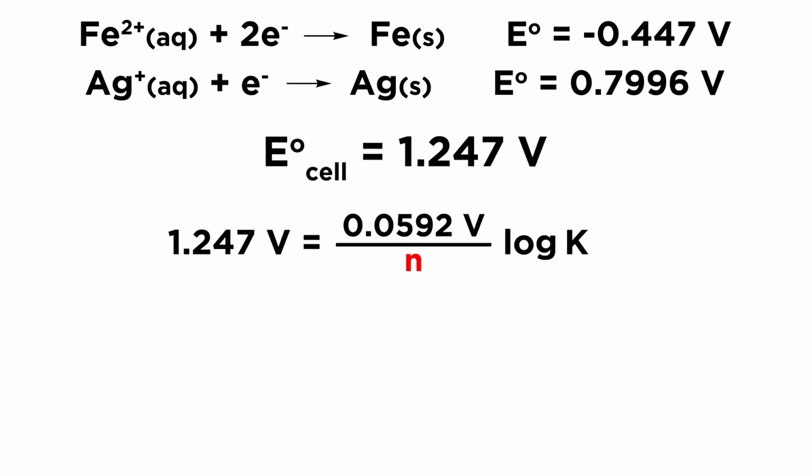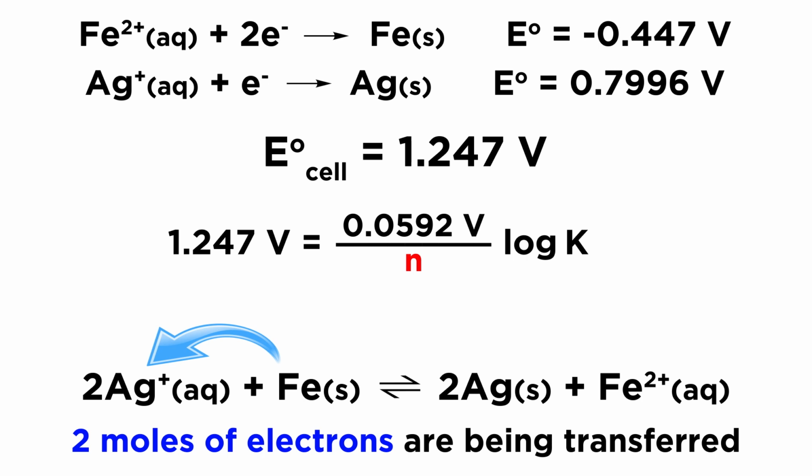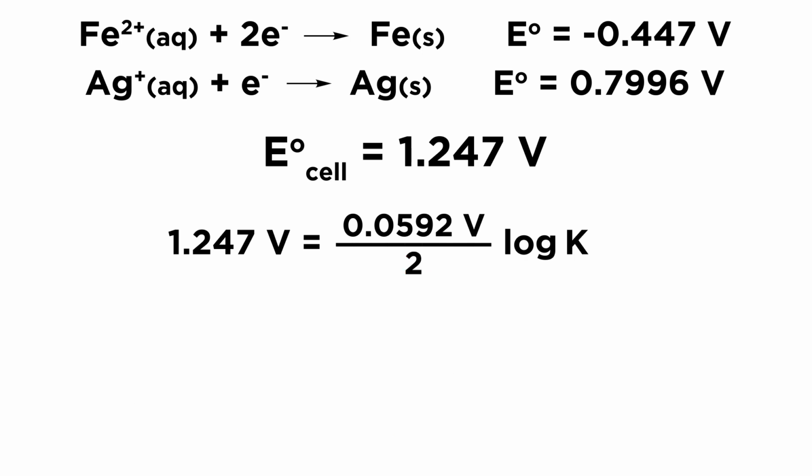Now, n is the moles of electrons. So if we take a look at that original equilibrium, we can see that one iron atom is giving up 2 electrons, one to each of 2 silver ions, to yield 2 silver atoms and 1 Fe2+ ion. So there are 2 moles of electrons that are being transferred in this process. So that's why we put a 2 there. n is the moles of electrons. So that's all of our data.